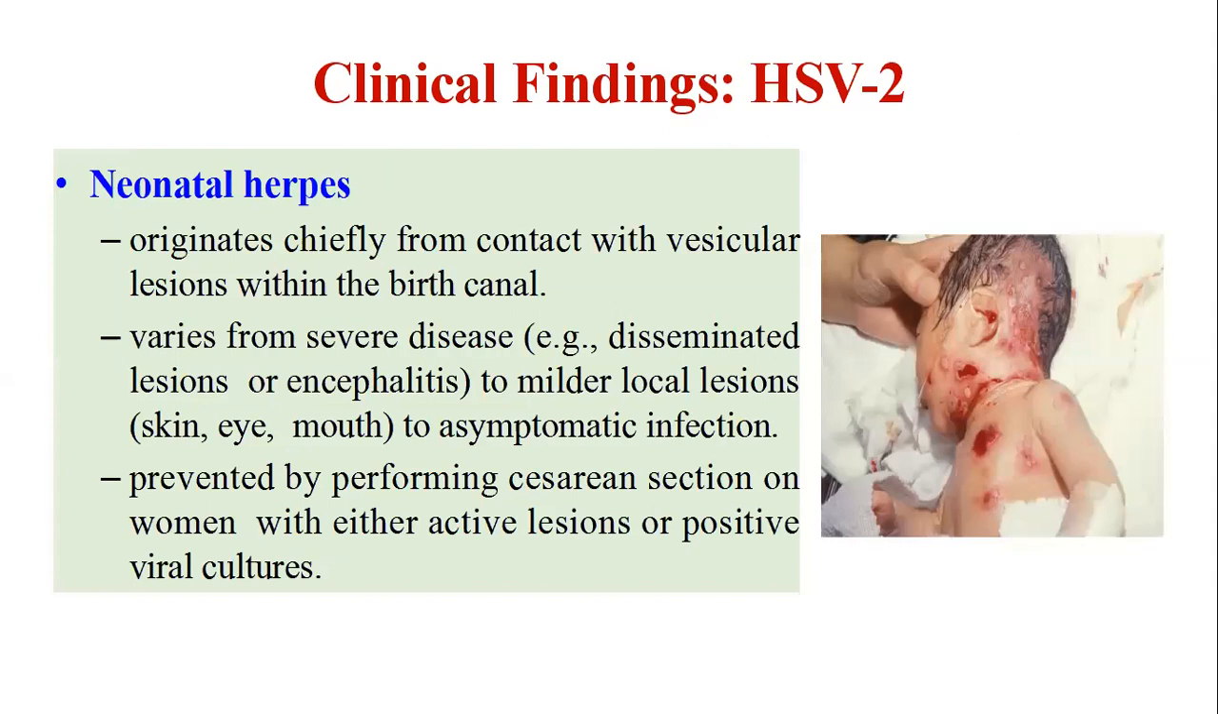Then comes neonatal herpes. Again, the clinical findings for HSV2 originate chiefly from contact with the vesicular lesion within the birth canal. It varies from severe disease, for example disseminated lesions or encephalitis, to milder local lesions in skin, eye, and mouth, to asymptomatic infections. This type of neonatal herpes can be prevented by performing cesarean section on women with either active lesions or positive viral cultures.